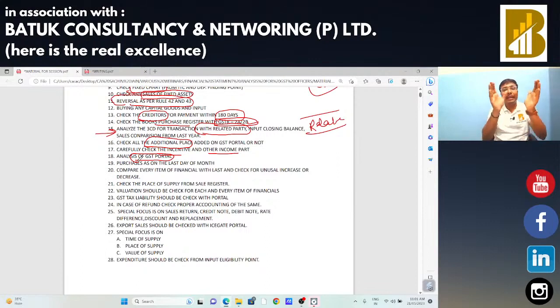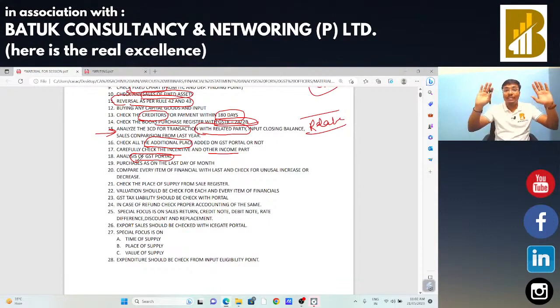You can prepare the working in an Excel sheet, or you can prepare the working manually also. This completely depends on you, whether you prepare the working manually or on an Excel sheet, but you need to have these types of workings ready. Complete analysis of the GSTN portal from your input point of view, from your output point of view, from your e-way bill and invoicing point of view, from your cash payment point of view.